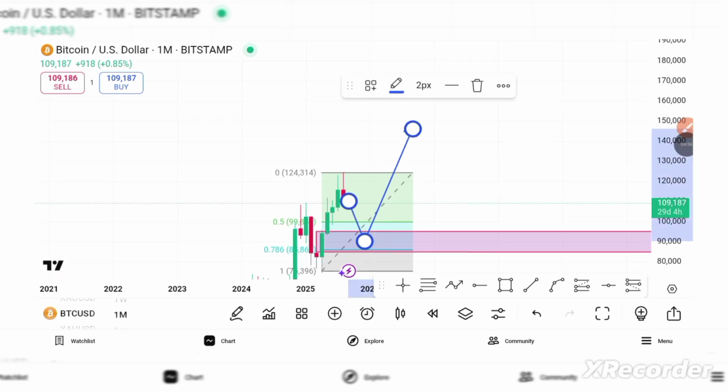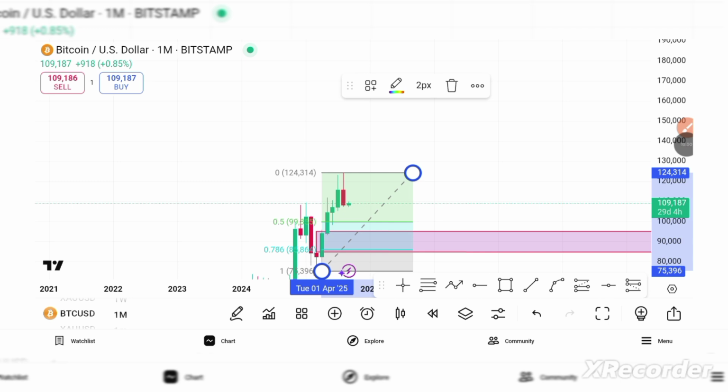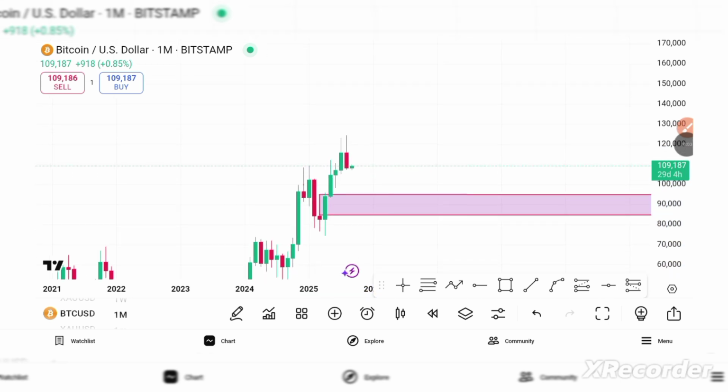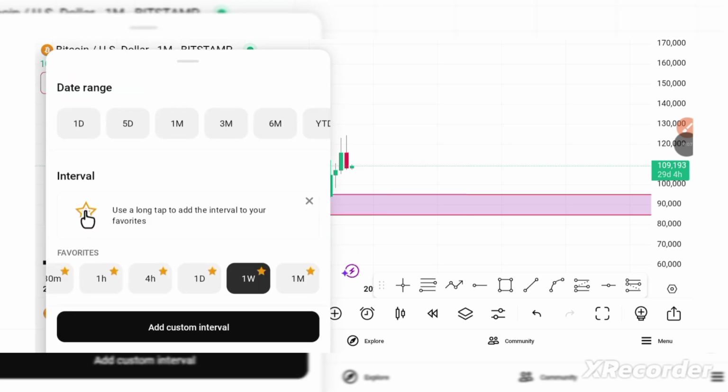This is what I see on BTC USD, and this is the monthly time frame. So let's go down to the weekly time frame for a better view.